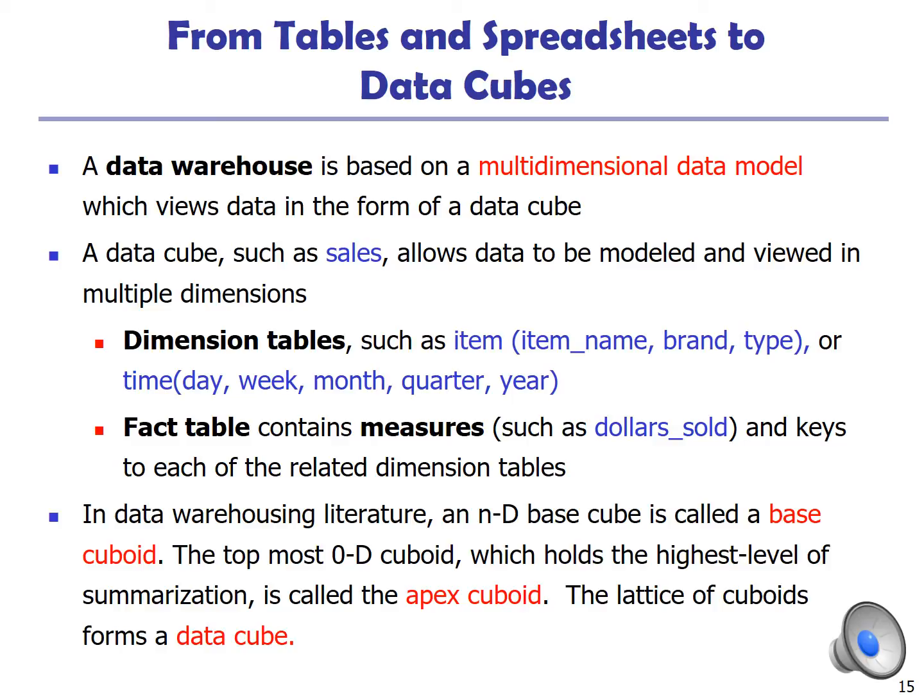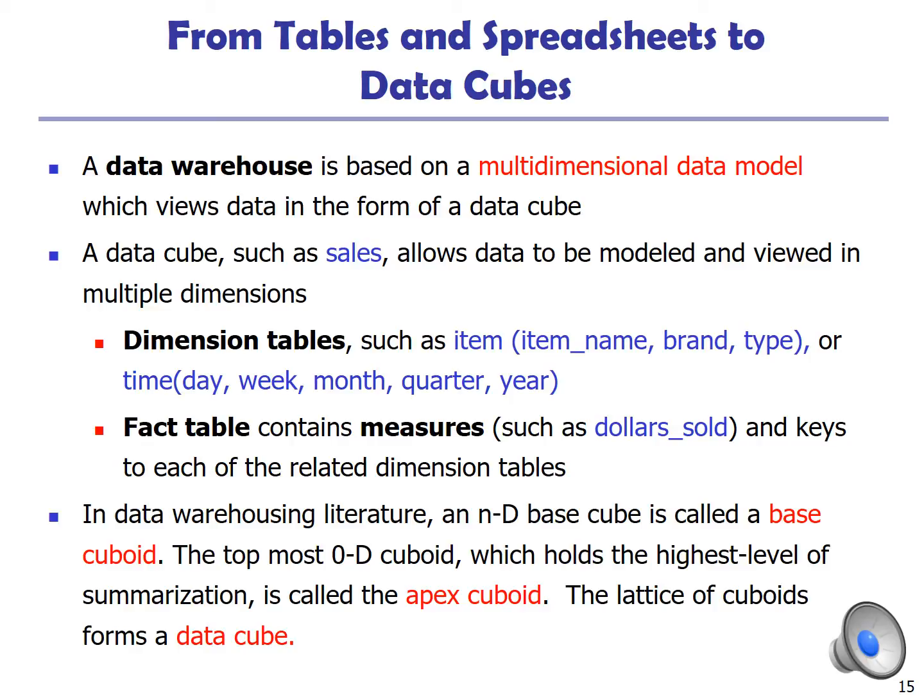So the dimension table could be the table as it is in its entirety in the data warehouse, or it could also be just a subset of attributes that a particular user who is doing data analysis is interested in. So it basically depends on the task at hand, right?